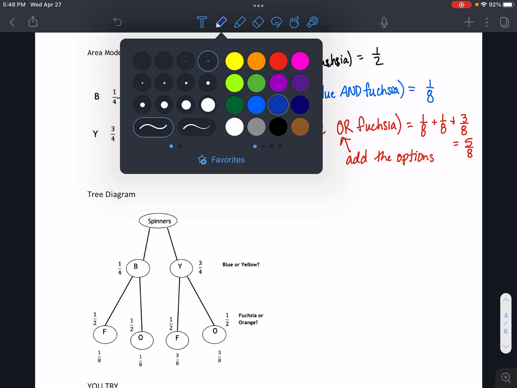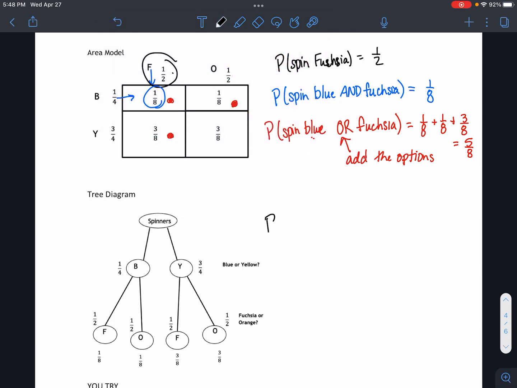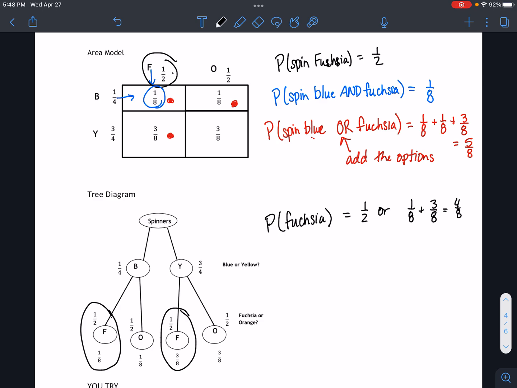All right, so we can use this tree diagram to calculate the same probability. So we can say probability of fuchsia. And when I look here, the probability of fuchsia, I can either notice that it's 1/2 overall, or I can see that it's 1/8 plus 3/8, or 4/8 altogether. If I'm reading at the singular source, those are the same values. If I want to get to the bottom values, that's where I would add.